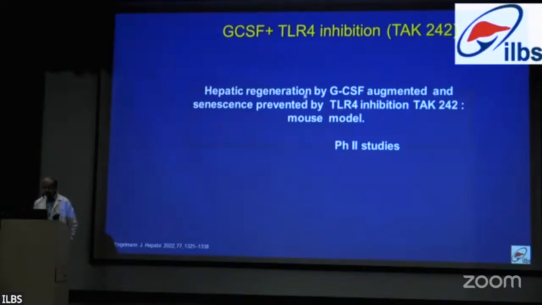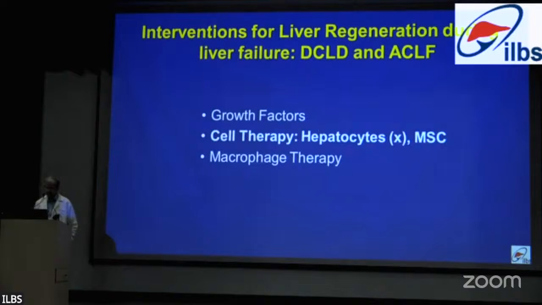Then came a concept of GCSF plus TLR4 inhibitors, TAK-242. This is an animal study. So if you give GCSF, which may already be high there but is still inadequate, you give TLR4 inhibitors and it might be helpful. Is there a role of cell therapy?